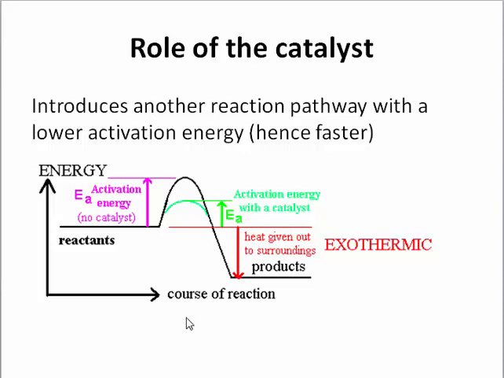Other modules within the kinetics unit will show an example of a catalyst working to make a chemical reaction faster. A common catalyst you may encounter in biochemistry is the enzyme, which speeds up biochemical reactions, again by providing a reaction pathway with a low barrier or activation energy.